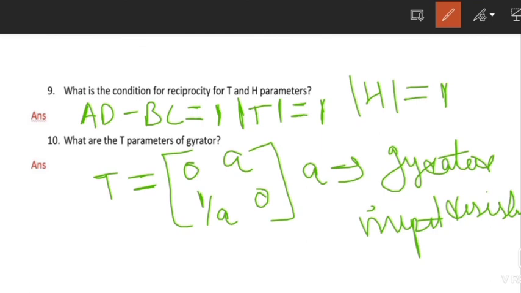So here we have discussed 10 most important questions from two-port networks. Some of the questions are always there in all the state engineering exams. You can always find them there.